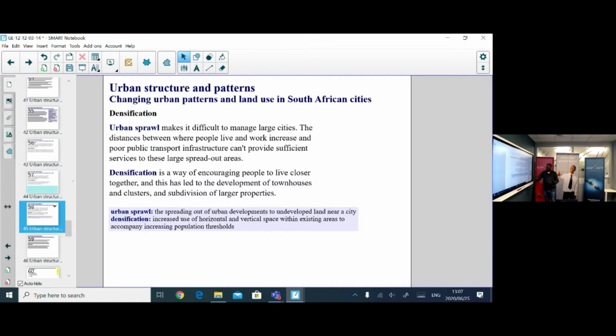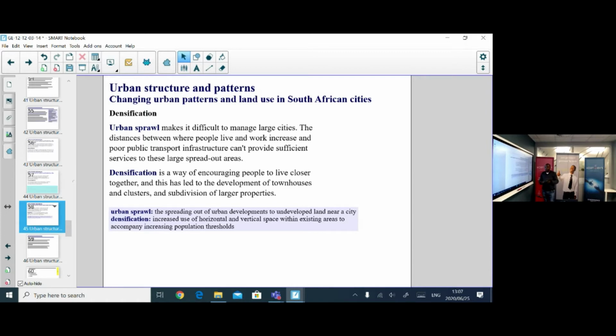Then let's look at densification, which has a definition here: increased use of horizontal and vertical space within existing areas to accommodate increasing population thresholds. So it is a way of encouraging people to live close together. This has led to the development of townhouses and clusters and the subdivision of larger property. I think we all know about the flats that are being built, which encourage people to live closer together.